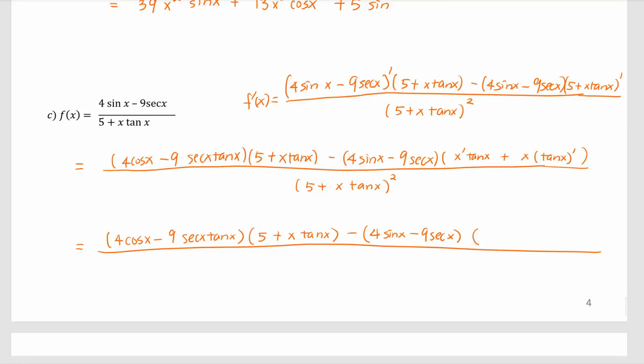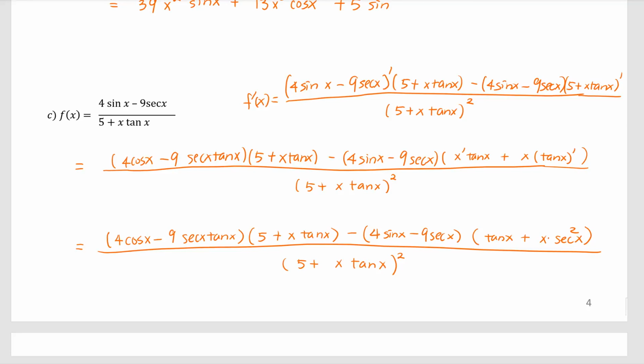Okay, what is the derivative of x? That's just 1, right? So we have 1 times tangent is tangent. Well, x times the derivative of tangent is what? Secant squared. Alright, and then we just copy this guy down. And we are done. See, each step we only do one thing.